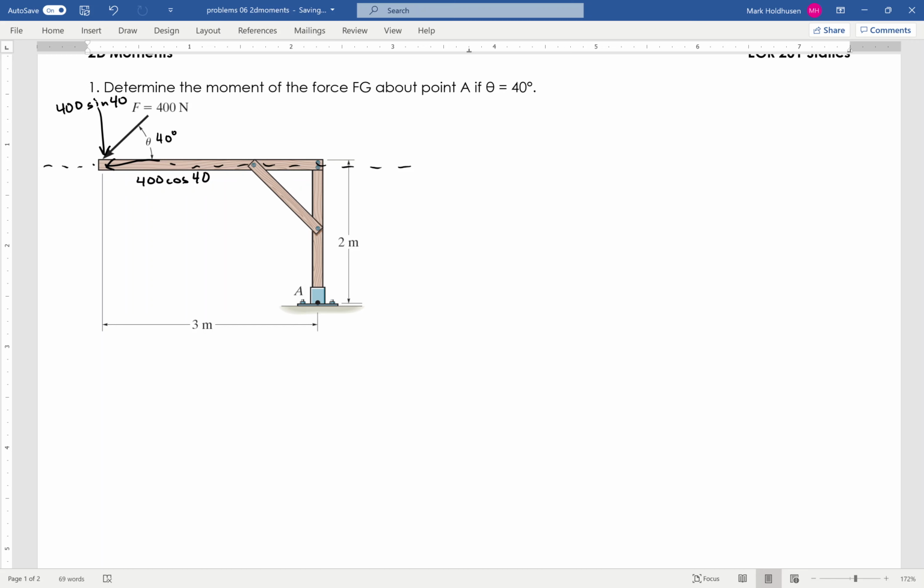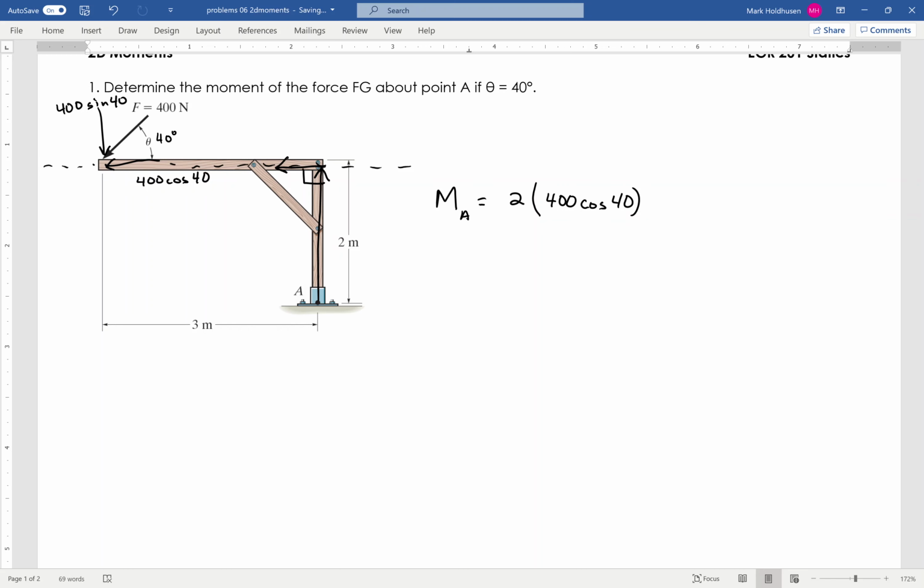So I want to find the r vector, the perpendicular distance from the point to that line of action of the force. Essentially, I'm going to bring the force over along that line and find that perpendicular distance. Okay, so for that one, the moment about point A for that component of the force will be 2 meters times 400 cosine 40. It's the vertical distance times the horizontal force. And that's essentially what we're doing.